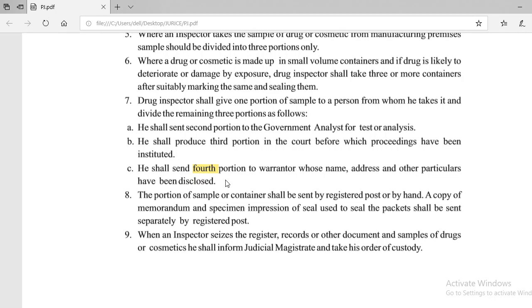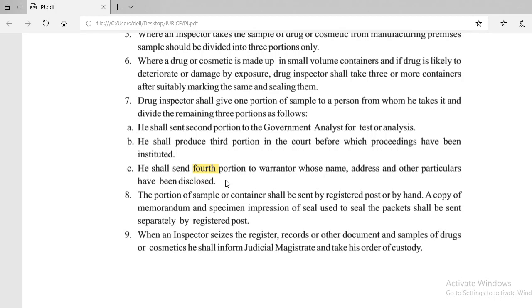Means the last and fourth portion he sends to the warrantor. Now who is the warrantor? Whose name, address and other particulars have been disclosed. Warrantor means who gives the warranty of that product. In our case, it may be a manufacturer. If the drug inspector has taken the sample of XYZ drug or the packet, in that they have mentioned the manufactured by and prepared by, or the other details. So one portion of these four portions is sent to the warrantor. Warrantor means who gives the warranty, whose name, address and other particulars have been disclosed.